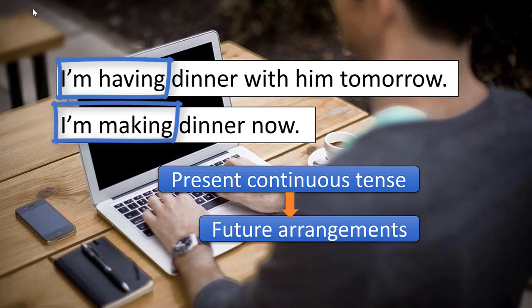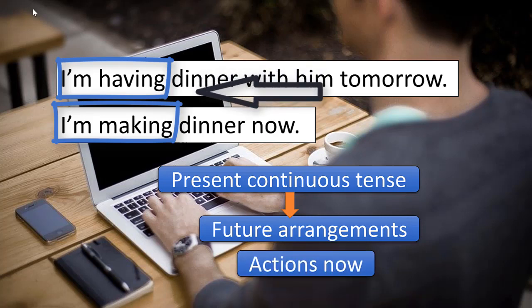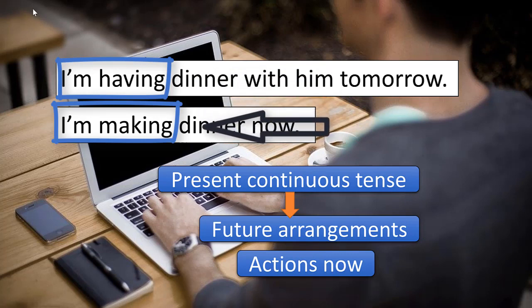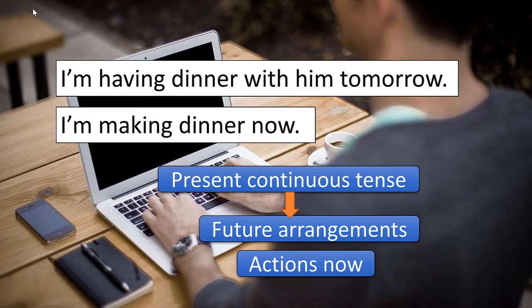that in one case it's for future arrangement, I'm having dinner with him tomorrow, I've arranged it, and in the second it's for actions now, I'm making dinner and it's actually happening now. So we've got the same tense but it's got two different meanings in English. That's what you'd be expected to say.